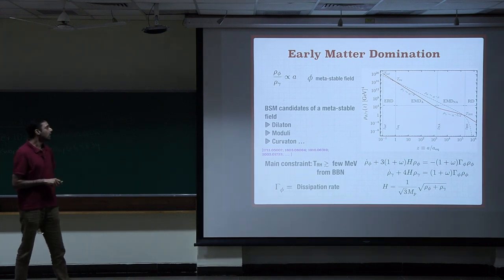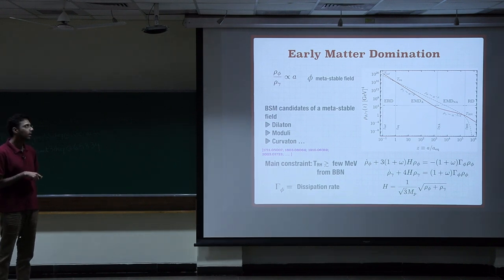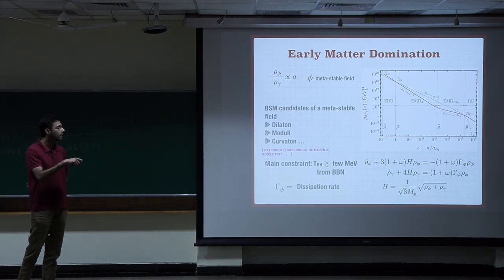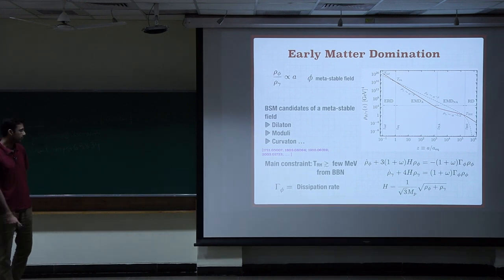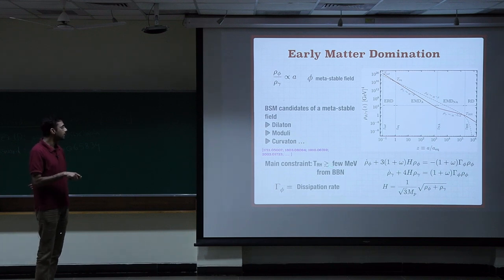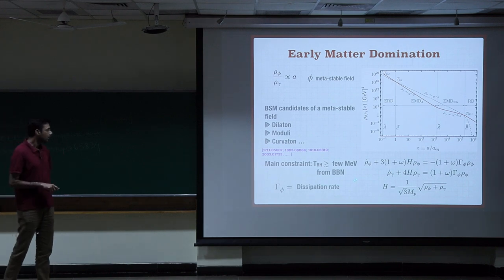Fine. Now there are a lot of BSM candidates. Again in this area, there are a lot of papers which talk about the dilaton, moduli or curvaton kind of scenarios, where the metastable field's decay would generate the reheating, or the universe enters the reheating phase. Now the main constraint on all of these classes of models is that the metastable field has to decay by 1 MeV, okay, by 1 second.